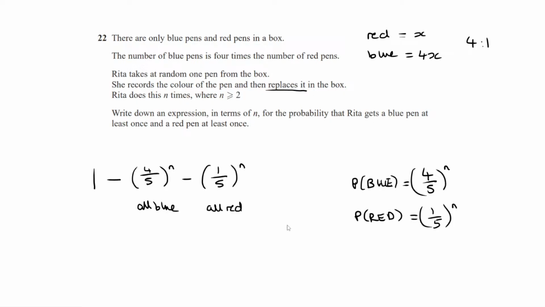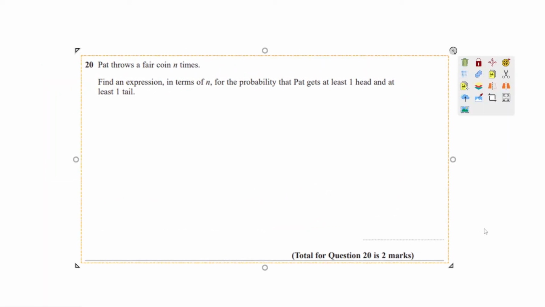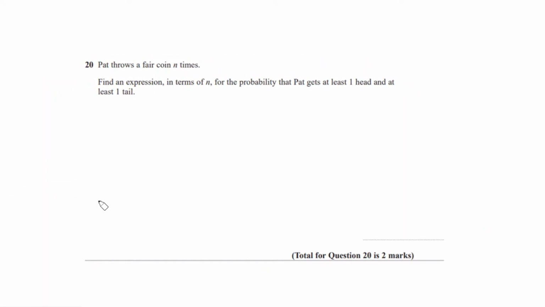It was from November 2021, paper 3. This one. This is basically exactly the same question. Just so you see, again, it's also 2 marks. Yeah, I know, it's only 2 marks, so if you can memorize the answer, that's probably the easiest thing to do.